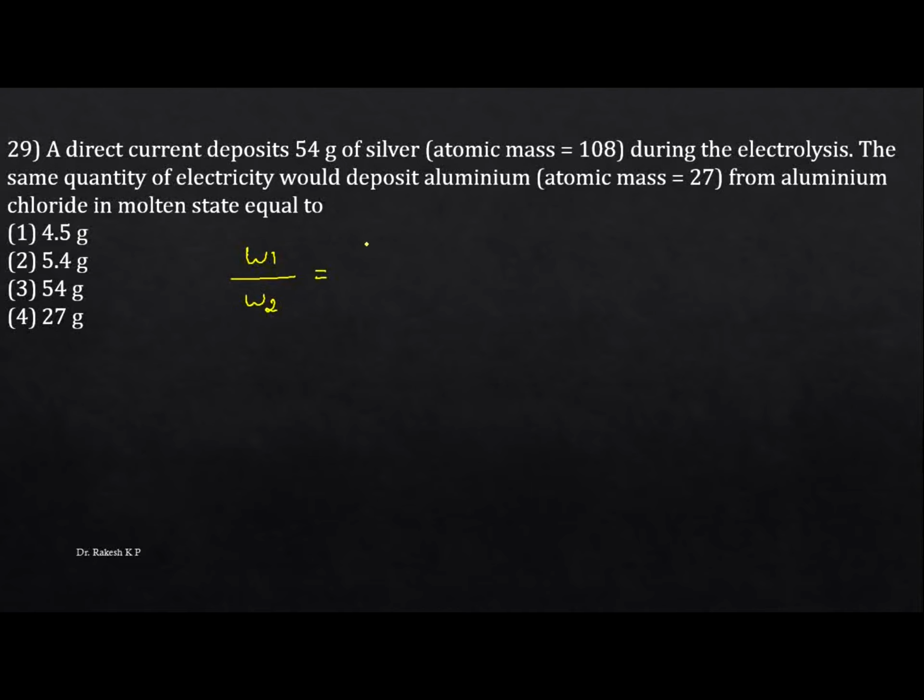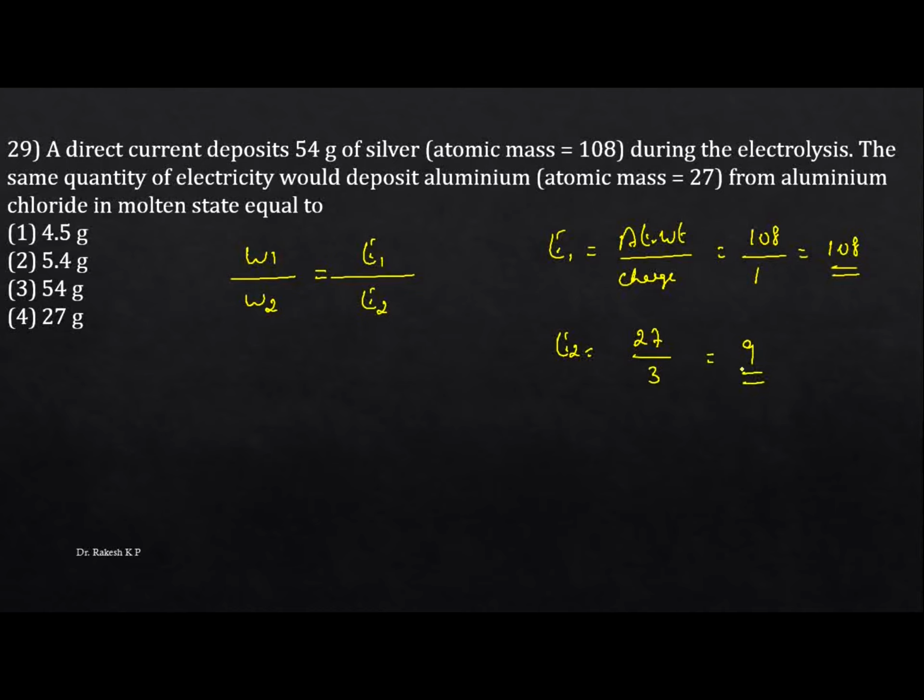So now I am going to write E1 and E2. E1 stands for the equivalent weight of silver, and E2 will be the equivalent weight of aluminium. So how to calculate the equivalent weight of silver? That is the atomic weight divided by the charge of the metal. Atomic weight will be 108, the charge will be 1, so hence the equivalent weight becomes 108. Similarly for E2, the atomic weight for aluminium is 27, the charge will be 3. So this will be 9.